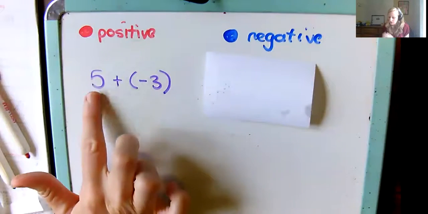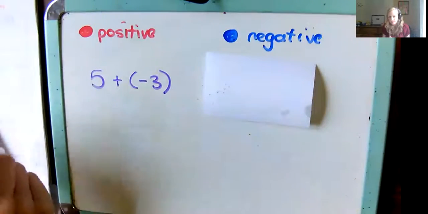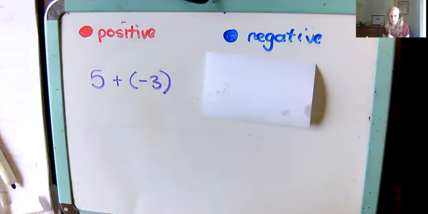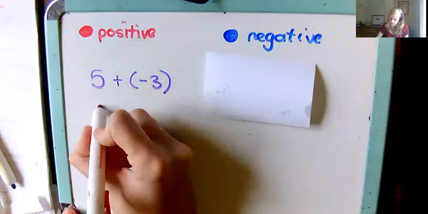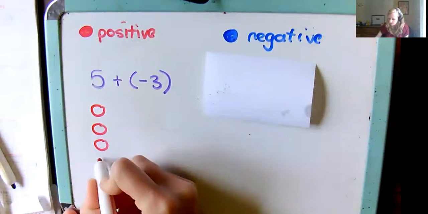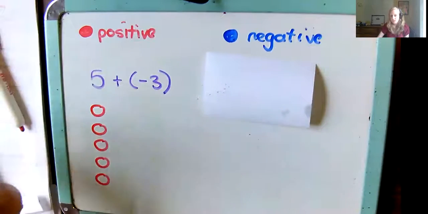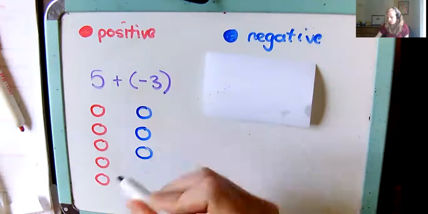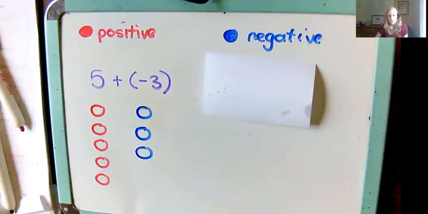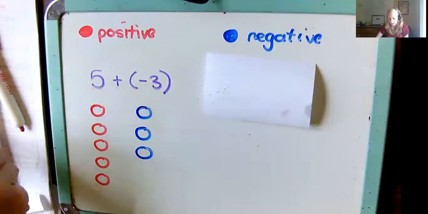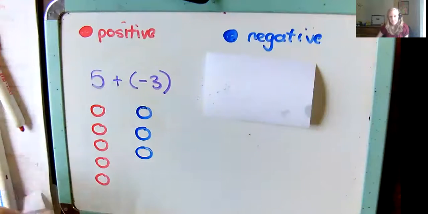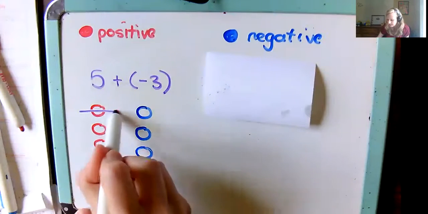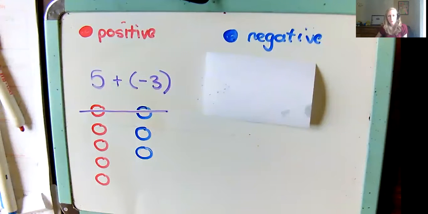So we're doing 5 plus negative 3. I'm going to take my red color, which is my positive color, and draw 5 red circles. I'm then going to take my negative color and draw 3 blue circles. Now, when you have 1 red and 1 blue, this is called a 0 pair, and we can cross them out. Our goal is to cross out all of the 0 pairs.